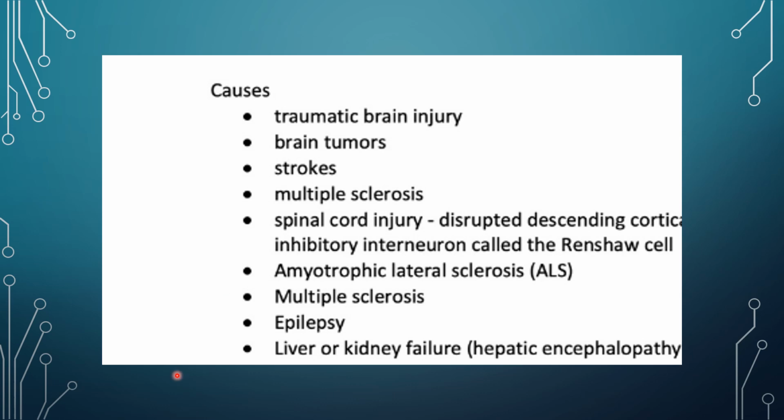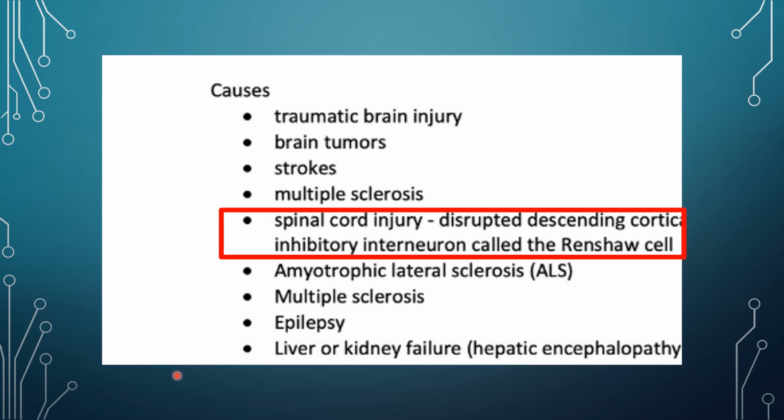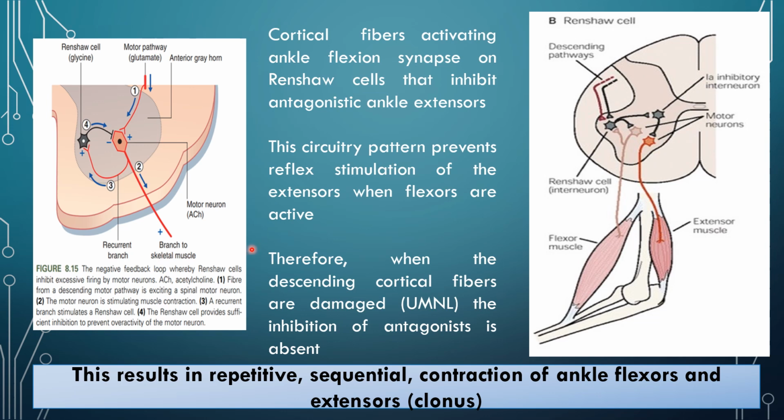But we want to specifically address the occurrence of clonus in spinal cord injury, where the descending cortical tract is disrupted. Now, clonus in spinal cord injury, what happens? Spinal cord injury means there will be disruption of the descending cortical input. The commands which are carried from the cortex by this descending cortical tract are disrupted.